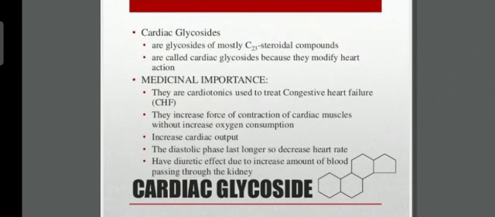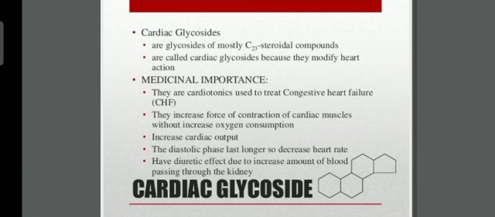Next one is cardiac glycosides. Cardiac glycosides are glycosides of mostly carbon 23 steroidal compounds. They are called cardiac glycosides because they modify heart actions. If we see the medicinal importance, they are cardiotonics used to treat congestive heart failure, CHF. They increase the force of contraction of the cardiac muscles without increased oxygen consumption, and increase cardiac output.